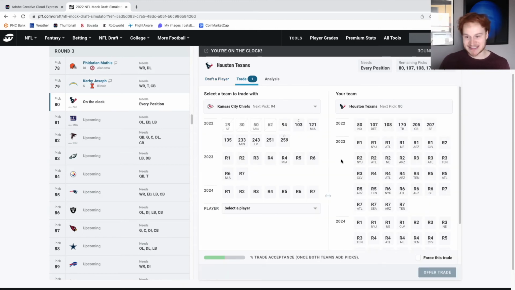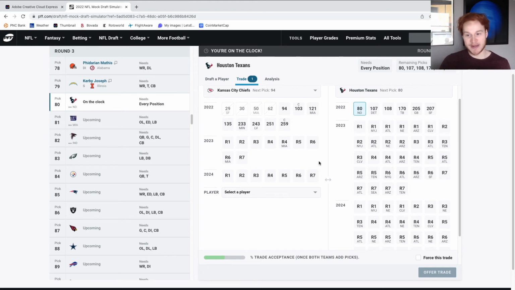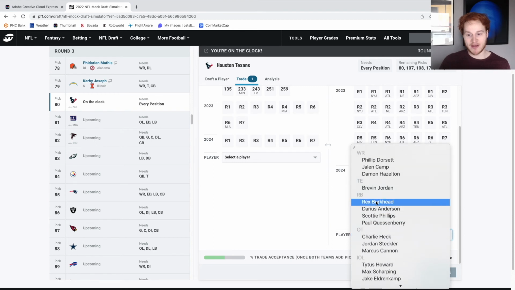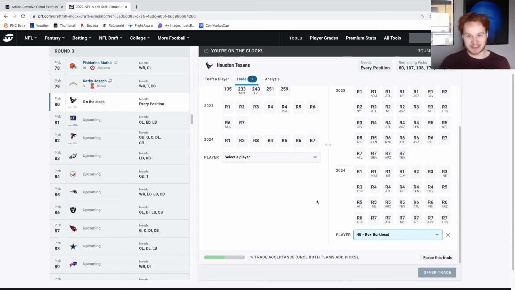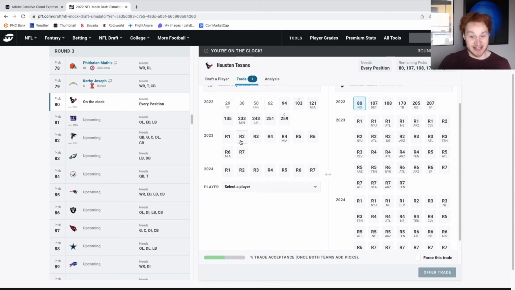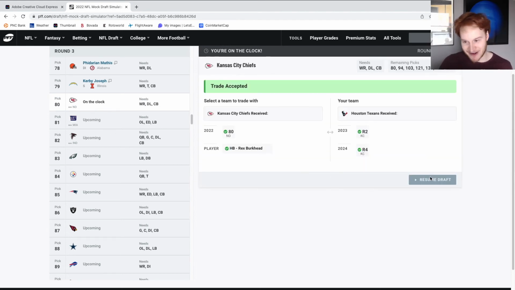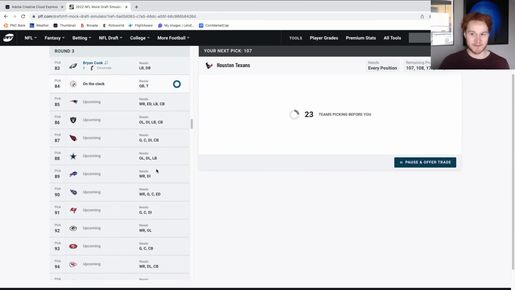Now we've got Kansas City. You know what, guys? You can have pick number 80, but we're going to throw in a player. We're going to throw in Rex Burkhead, build a nice dream trade package. This is an elite trade package. We should get a second round pick. Yep. I actually think, how is Rex Burkhead this valuable, folks? There's no way. We got a second rounder from Kansas City.